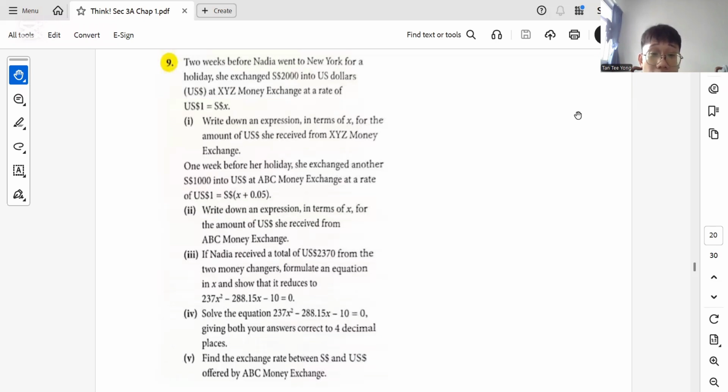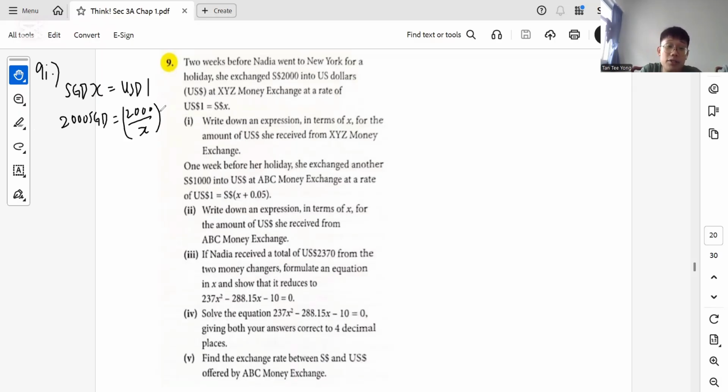Okay, so she's exchanging 2,000 Sing dollars to USD. So that means it will be something like that. So 9A, SGD X is equals to USD 1, right? So she's exchanging 2,000 SGD. So that means it's just 2,000 over X USD. Okay, so this is US dollars. So that's for part 1. So part 1, the answer is just USD, so I have to write US dollar sign, 2,000 over X.